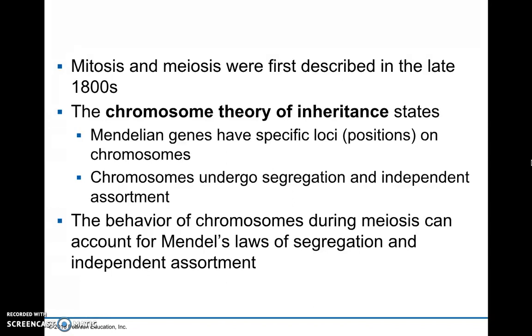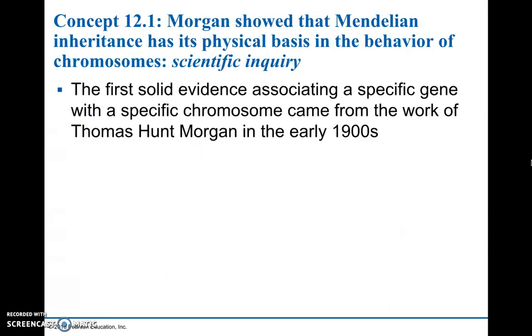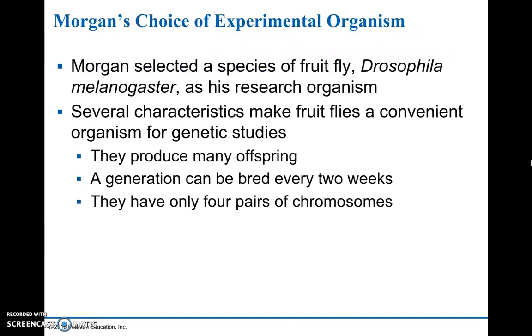So we're now going to move on to another scientist whose name was Morgan, and he showed that Mendelian inheritance has its physical basis in the behavior of the chromosomes. Thomas Hunt Morgan was a scientist in the early 1900s, and this section shows you an experiment that he did to answer some questions he had about inheritance and how he used the scientific method to design an experiment to understand his results.